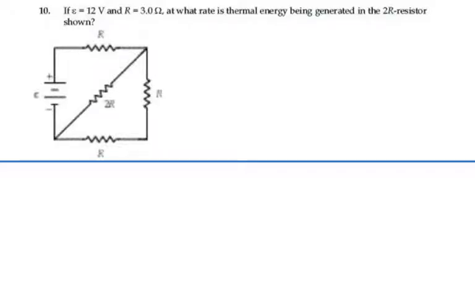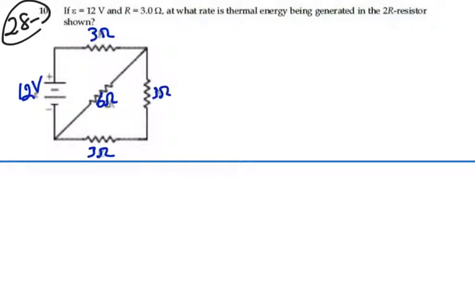Here's problem 2810. If the EMF of the battery is 12 volts and R is equal to 3 ohms, at what rate is thermal energy being generated in the 2R resistor shown? So we have a battery that's 12 volts. Let's just write that in. R is 3 ohms. 2R would then be 6 ohms. We have a 3 ohms and a 3 ohms.